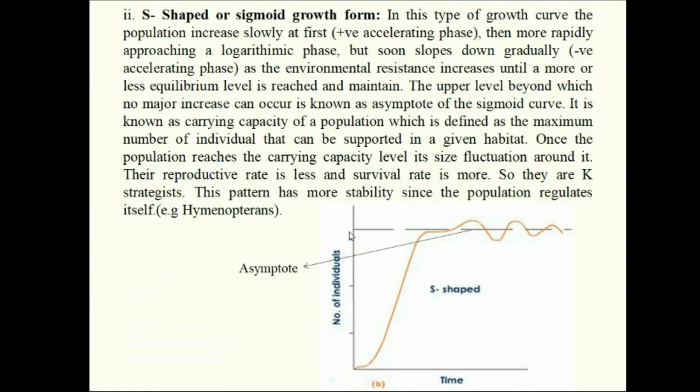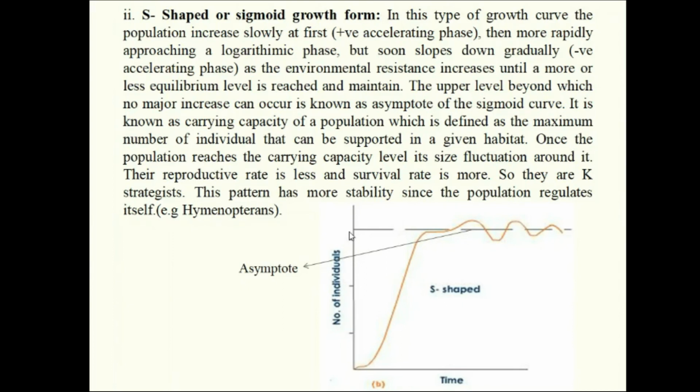Maximum number of individuals that can be supported in a given habitat in a given time. That is known as your carrying capacity. Clear? Yes, sir. Yes or no? Okay. This is your asymptote or carrying capacity.